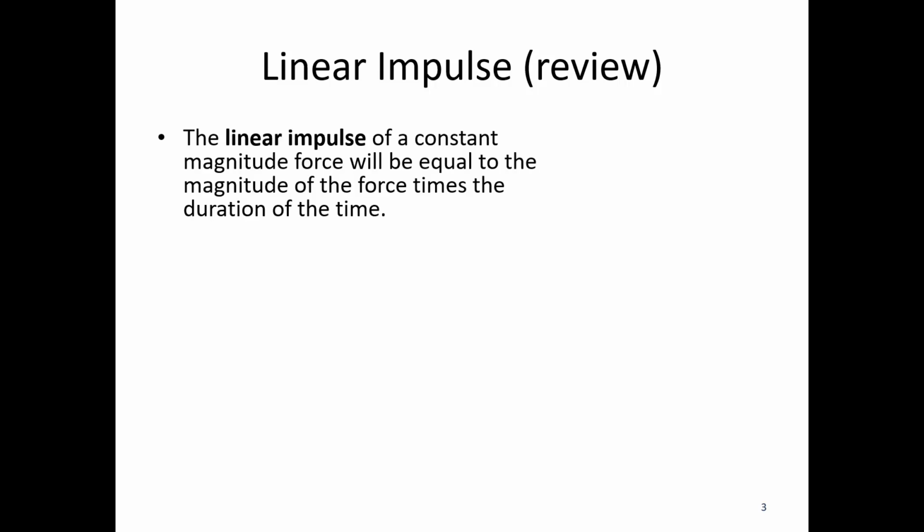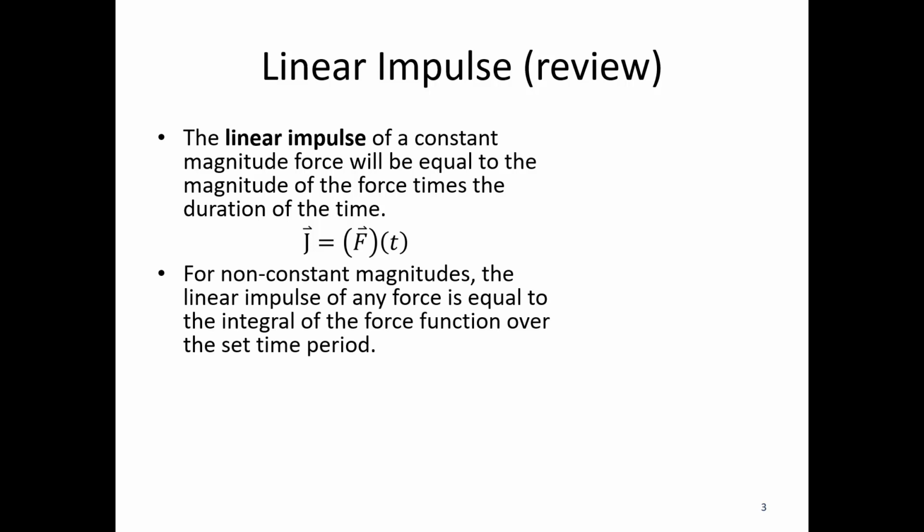So as a review for linear impulse, which is still going to be relevant for rigid bodies, the linear impulse of a constant magnitude force will be equal to the magnitude of the force times the duration of time. So this is kind of the simplest version of impulse. If we have a force and it is exerted for some period of time, force times time is the magnitude, and the direction of the force is the direction of the impulse.